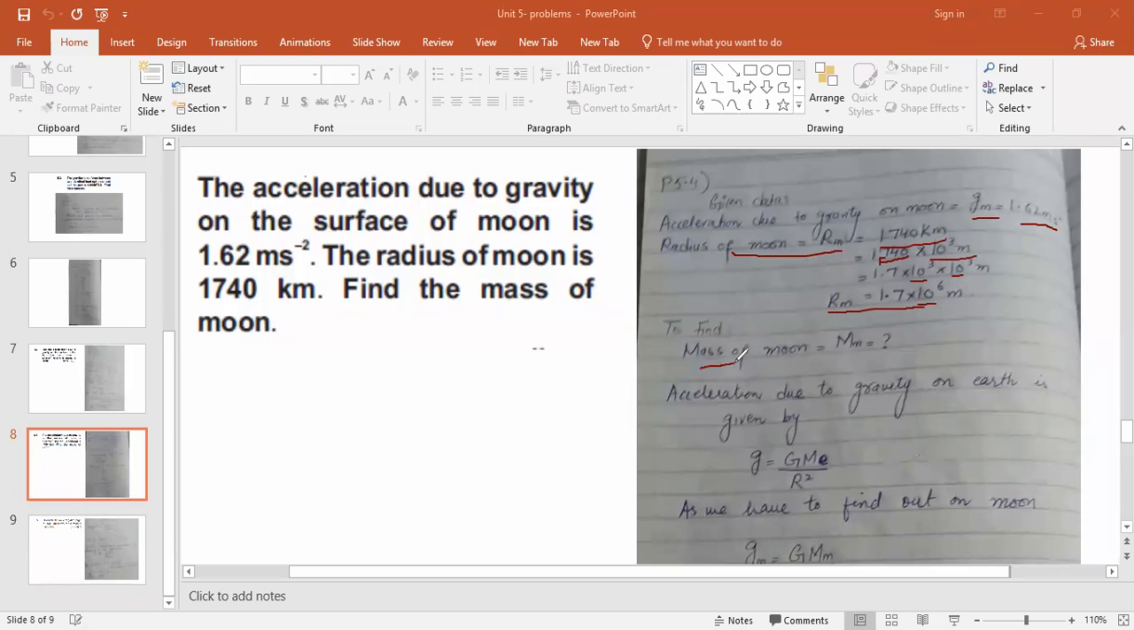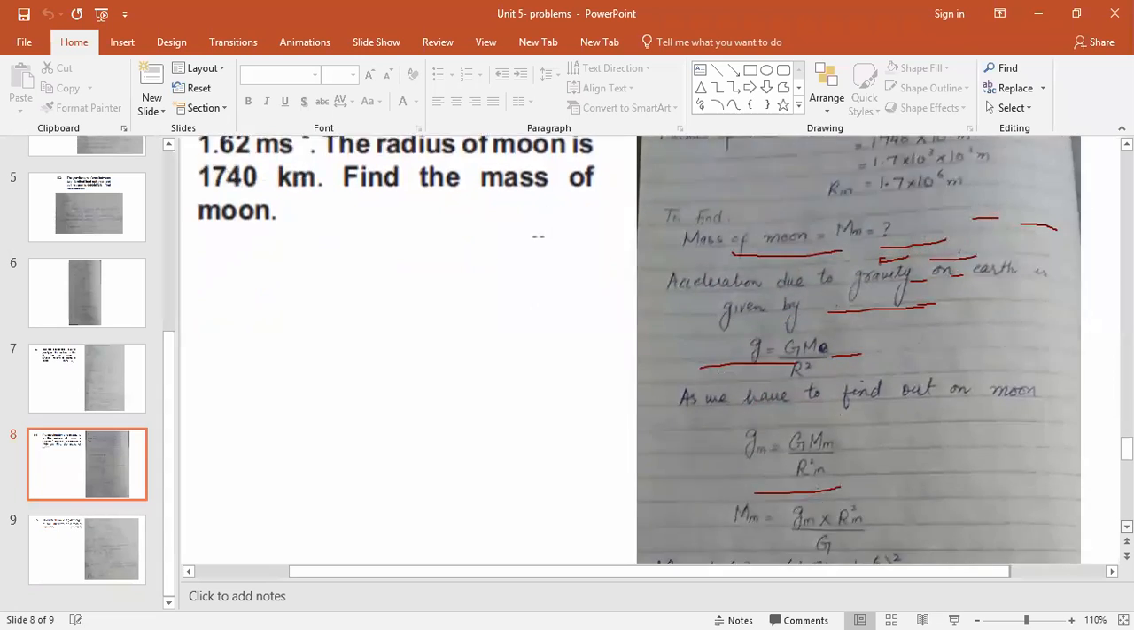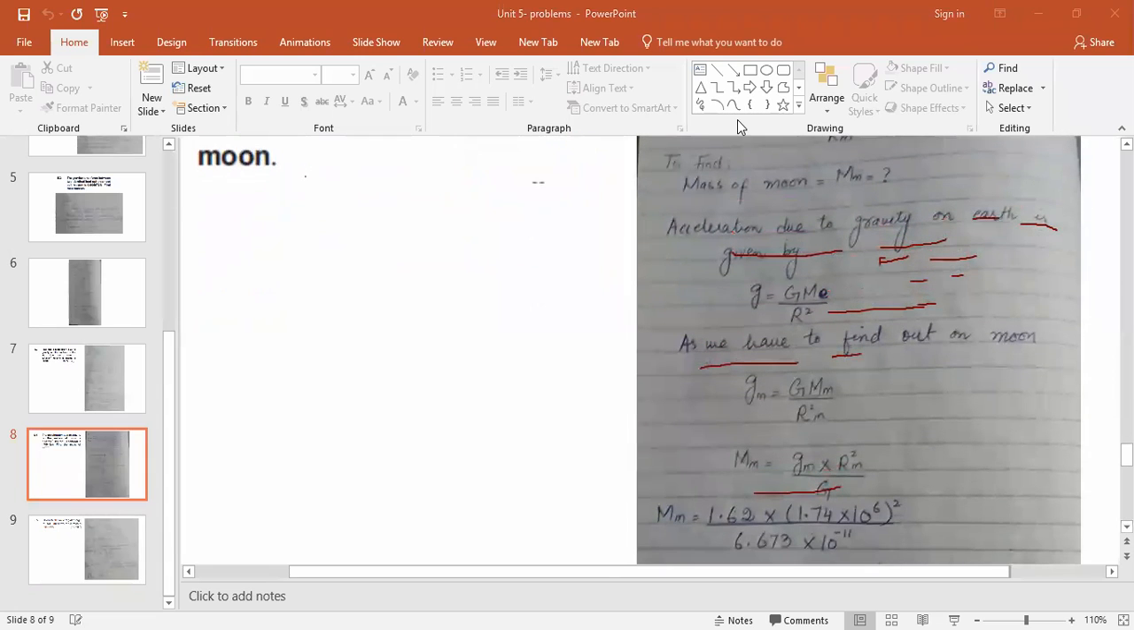Then we have to find out the mass of the Moon. Capital M represents the mass, and small m represents the Moon. So this is the formula for acceleration due to gravity. First of all, we write the formula for mass like this. We just replace E with M to make the formula for the Moon, which we use to find the acceleration due to gravity on the Moon.